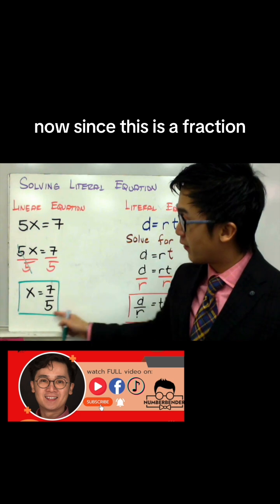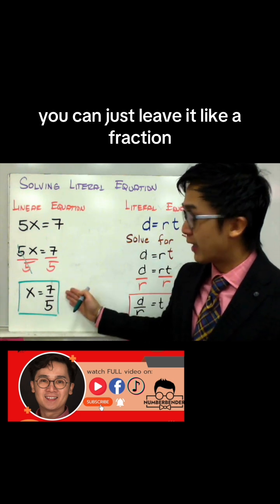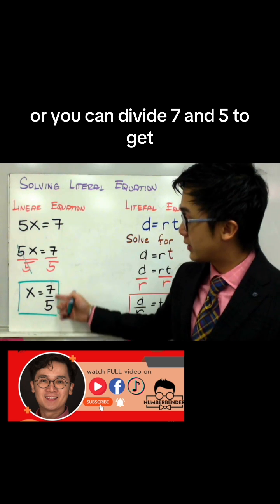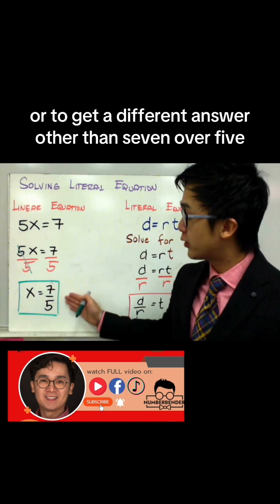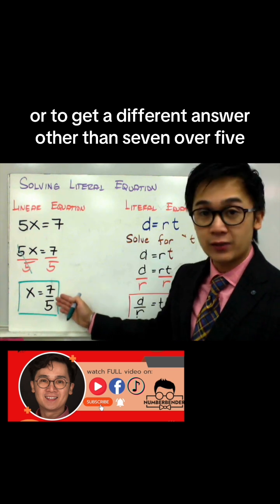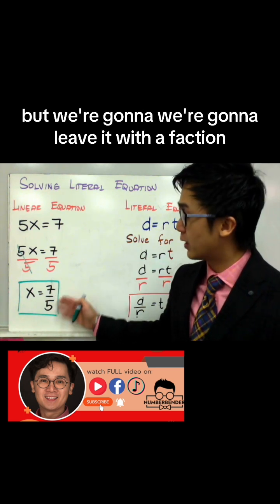Since this is a fraction, you can just leave it as a fraction, or you can divide 7 by 5 to get a different answer other than 7 over 5. But we're going to leave it as a fraction.